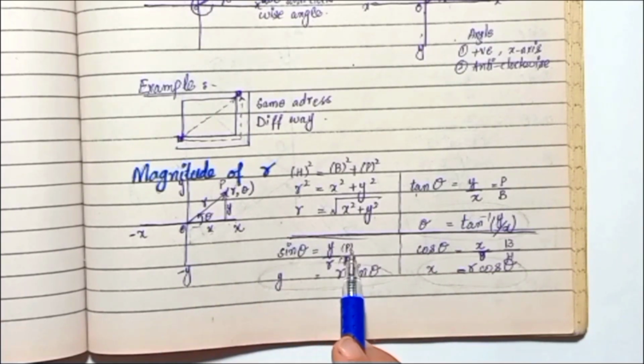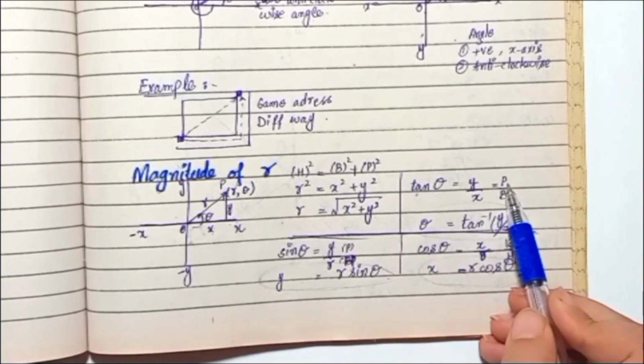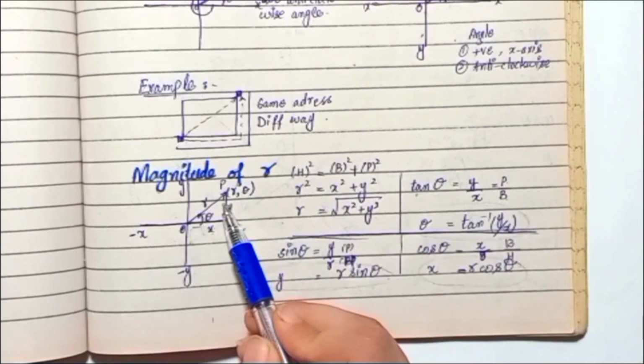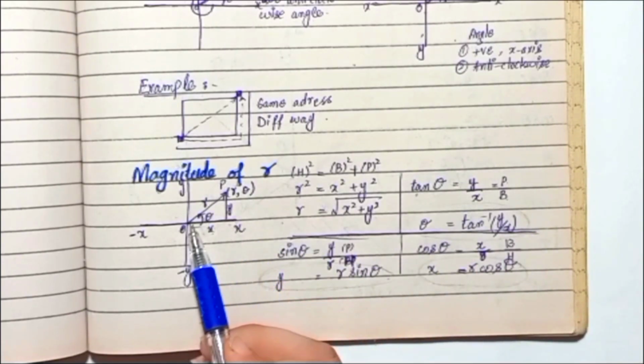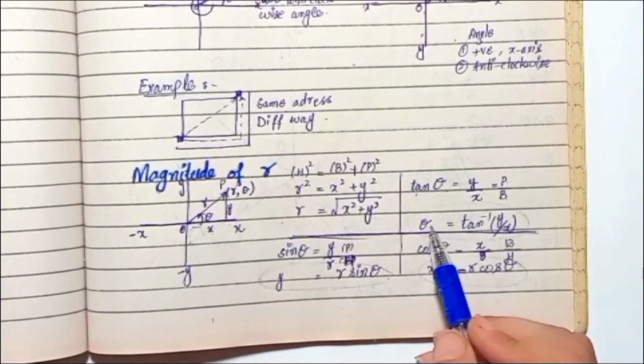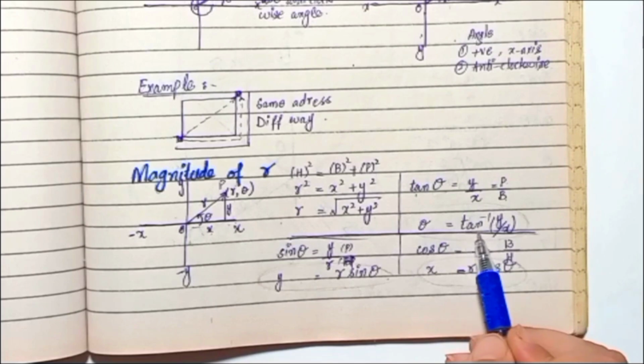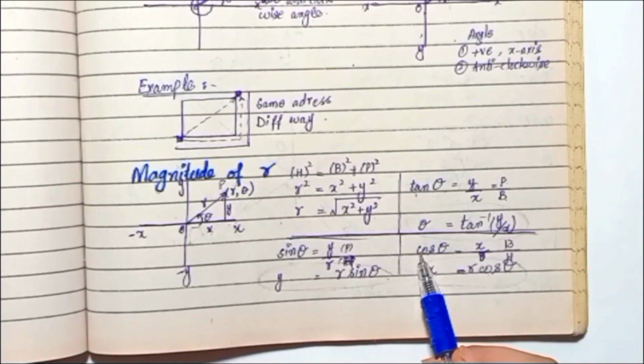Sine theta is equal to perpendicular divided by hypotenuse. Perpendicular is y and hypotenuse is r. So sine theta will be equal to y divided by r. If we leave y on one side, then y will be equal to r sine theta. Tan theta is equal to perpendicular divided by base. Perpendicular is y and base is x. So tan theta will be equal to y divided by x. If we leave theta on one side, then tan on the other side will become tan inverse y divided by x.